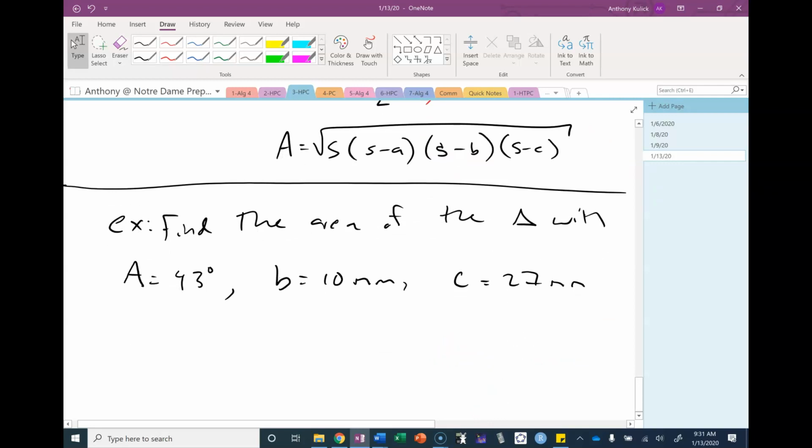So let's find the area for the triangle with angle A equal to 43 degrees, side B equal to 10 millimeters, and side C equal to 27 millimeters. Which of the area formulas should I use to do this? The first, second, or third? The second one. Good.